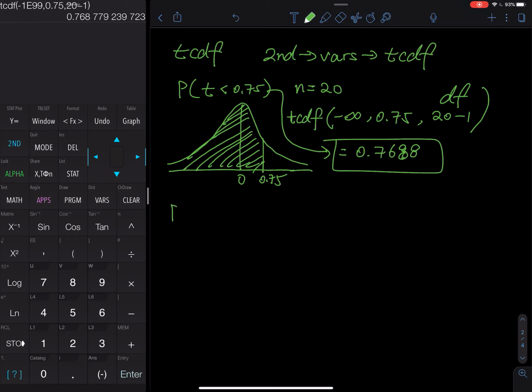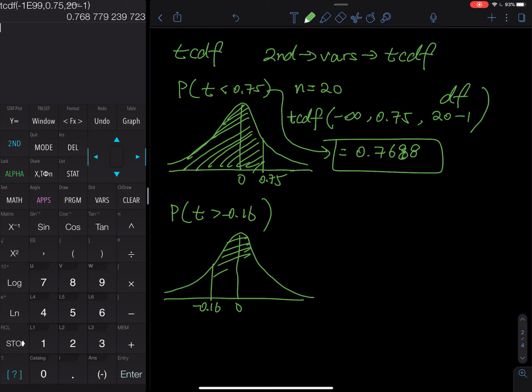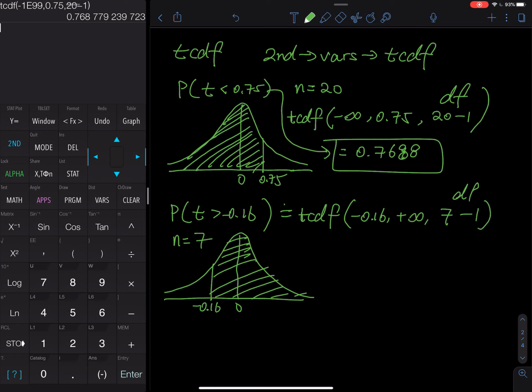Let's do one more. So this time I want to do a right side. So t is greater than negative 0.16. So we draw a curve, 0, negative 0.16, and then a greater than, and then I have to give you an n, of course. So let's say n equals 7. So what's the probability equal to? That is a tcdf from negative 0.16 to positive infinity, and then the degree of freedom is 7 minus 1. Let me specify that this is the degree of freedom.